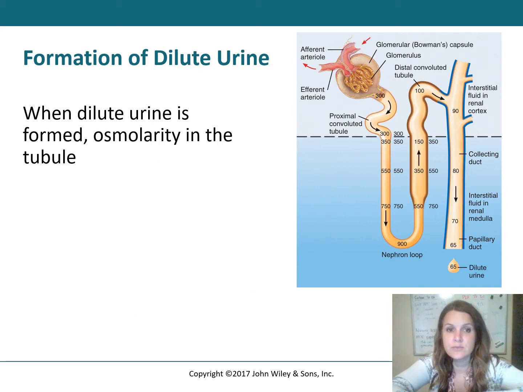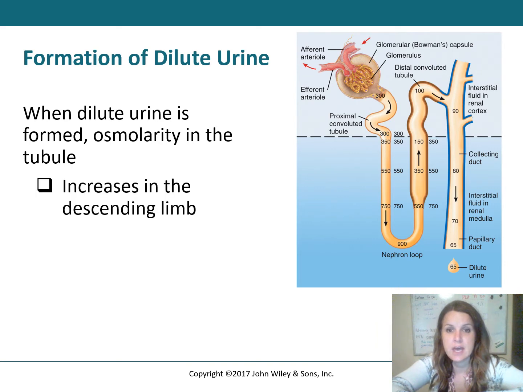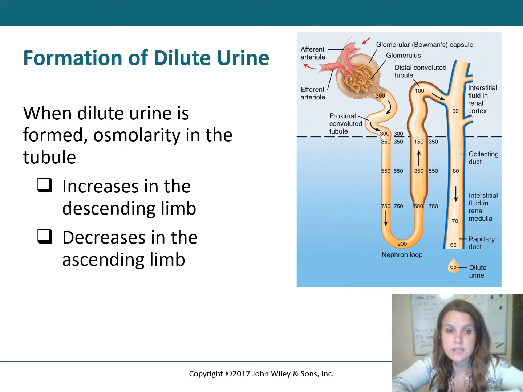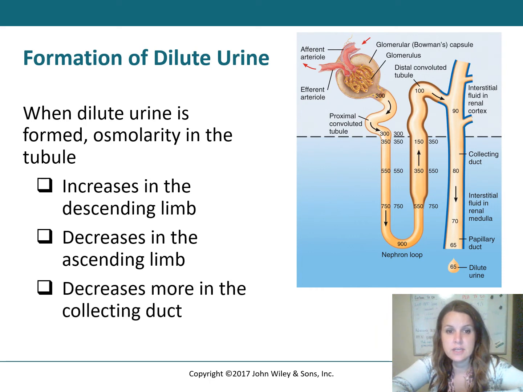When dilute urine is formed, you will have a low level of antidiuretic hormone. And this is going to change the osmolarity in the tubules. What you'll notice is that osmolarity increases in the descending limb of the loop of Henle, because it's going into the medulla, which has a higher osmolarity. So it's going to match the osmolarity of the interstitial fluid in the medulla. And then it's actually going to decrease as it goes into the ascending limb, and then it's going to decrease even more in the collecting duct.